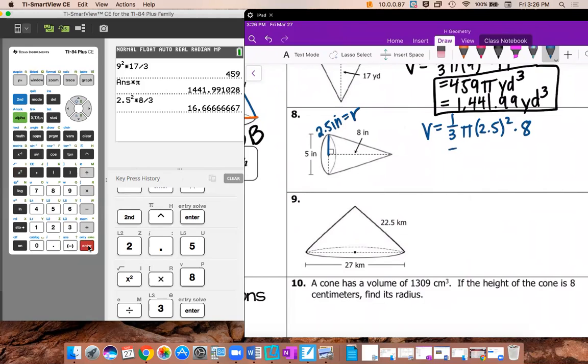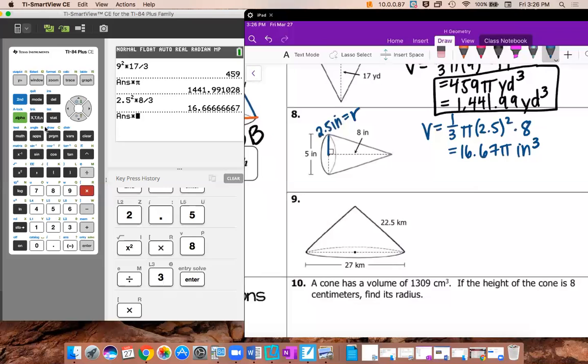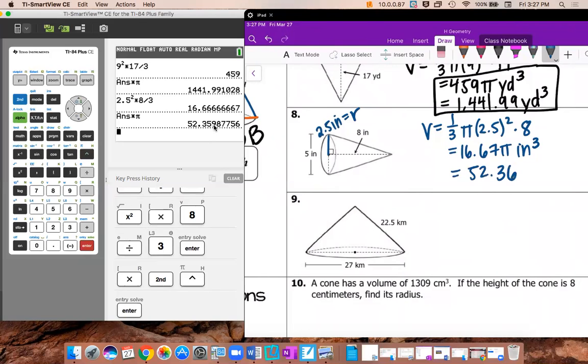So that's going to be 16.67 pi inches cubed, or if we want the non-exact value, which would make sense in this one because that's not a nice decimal, we just multiply that by pi, and then it gives us that our total volume is 52.36. If we're going to round, that 9 makes that 5 round up, inches cubed.